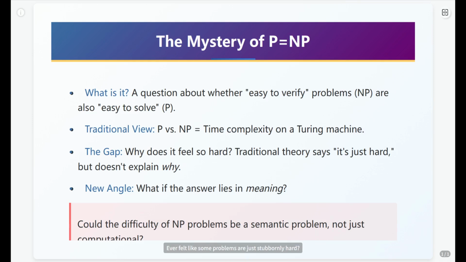Ever felt like some problems are just stubbornly hard? Like, you can check an answer super fast, but finding it? Nightmare fuel. That's the P versus NP problem vibe. We've been told it's about time on a fancy machine, but what if the real puzzle is hidden in meaning? Forget just counting steps. Let's talk about understanding.